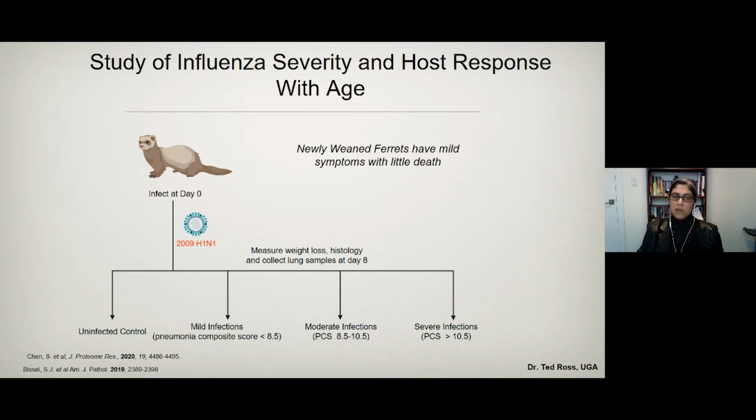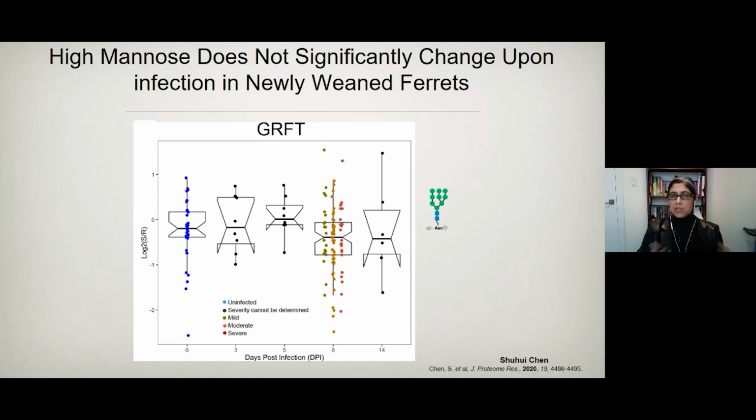But still, you do get a range, and so we use the pneumonia composite score to look at mild, moderate, and severe, and to see whether we really see anything significant in newly weaned ferrets. Next slide, please. And what I will tell you is that not only do we not see high mannose significantly changed in the newly weaned ferrets, we actually don't see much of anything significantly change. And I think that's because, even though we can classify it by severity, the severe in the newly weaned is not actually very severe. These animals actually don't have very many real symptoms the way that you see in adult ferrets.